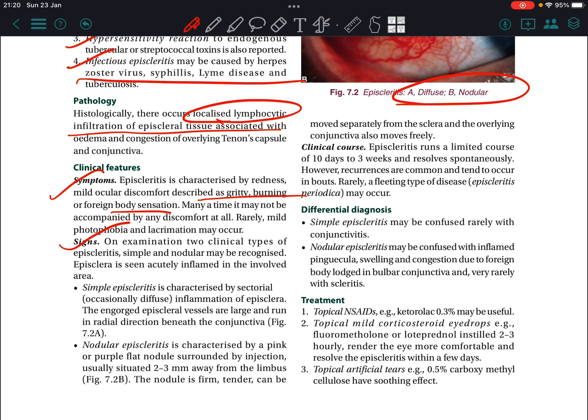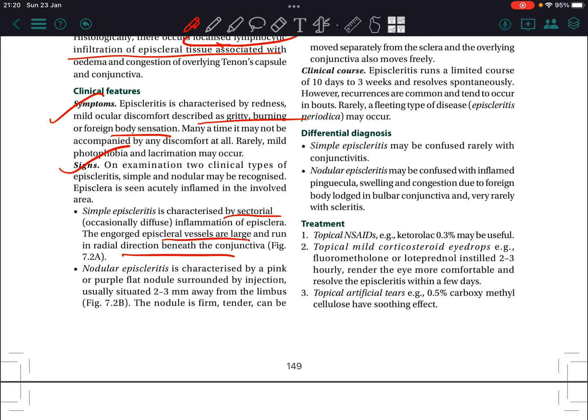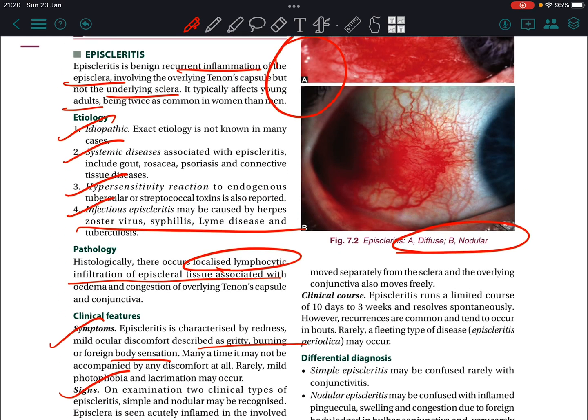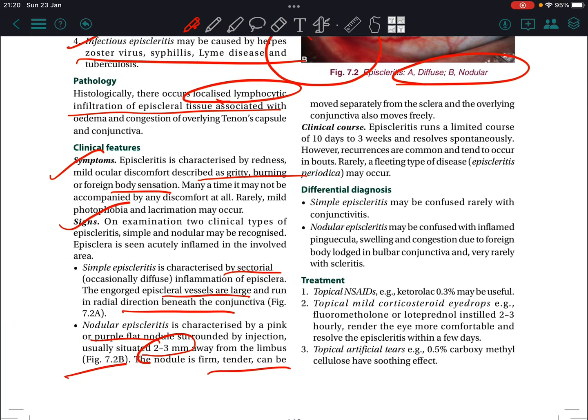Signs: simple episcleritis is characterized by sectorial inflammation of the episclera. Engorged episcleral veins are large and run in a radial direction. Figure 7.2a. Nodular episcleritis is characterized by pink or purple flat nodules surrounded by injection, usually situated 2 to 3 mm away from the limbus. Figure 7.2b. The nodule is firm, tender, and can be moved separately from the sclera, and the overlying conjunctiva also moves.